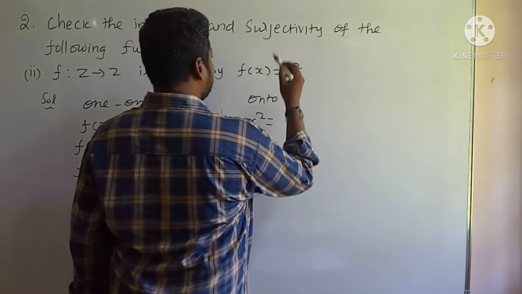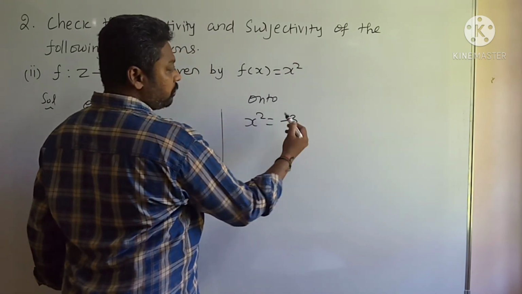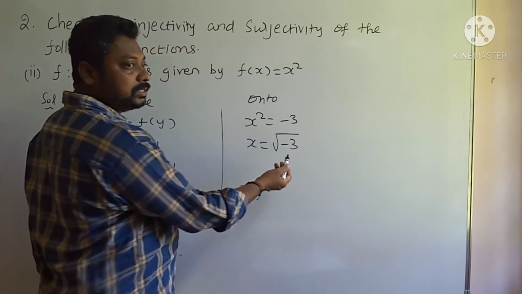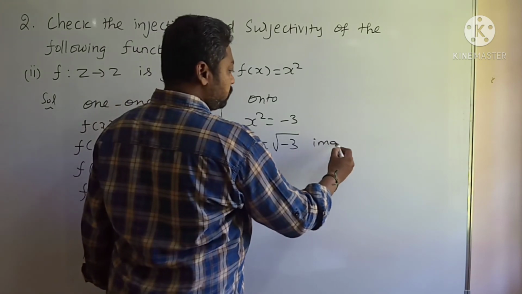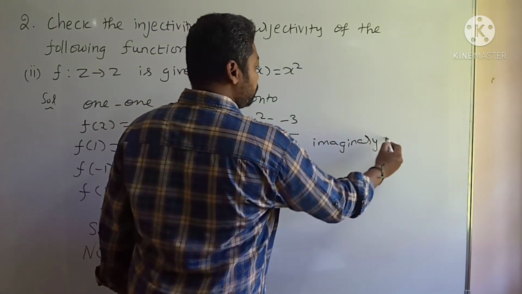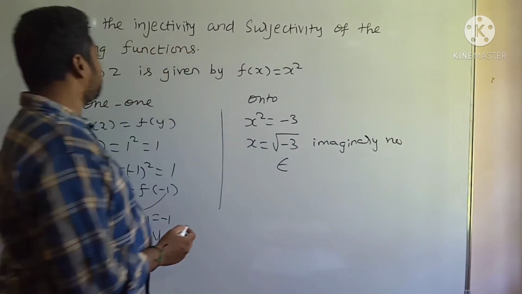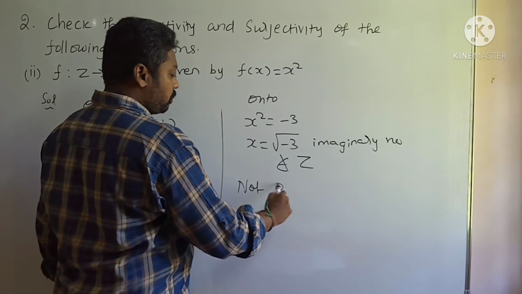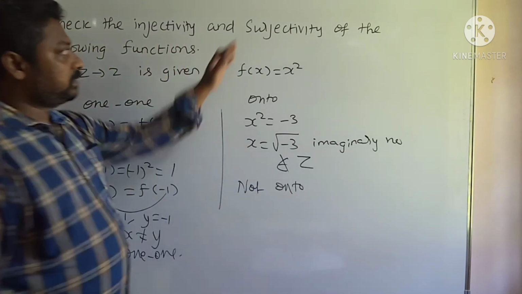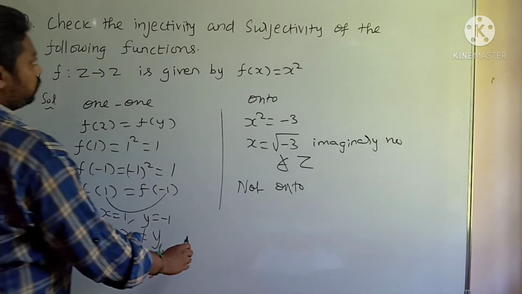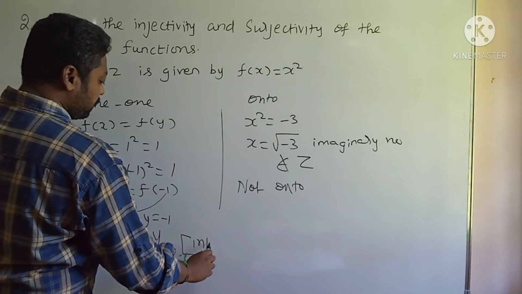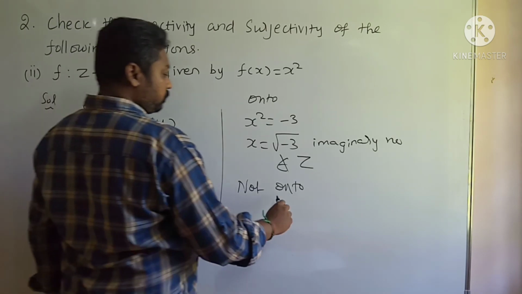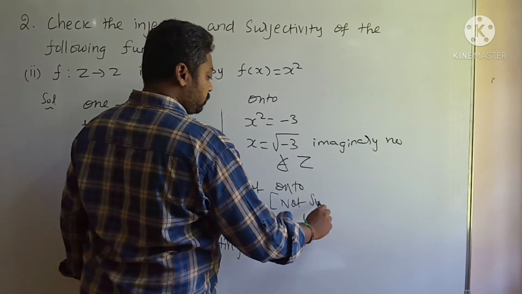So checking for onto, we will take any integer. The given function is x square, so we take the integer minus 3. Then x becomes square root of minus 3. This is an imaginary number, and it does not belong to the integers. So this is not onto, which means it is not surjective. This is also not one-to-one, so not injective.